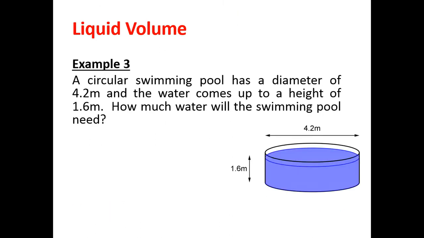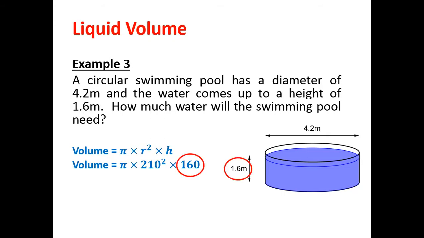Right, example 3. A circular swimming pool has a diameter of 4.2 metres and the water comes up to a height of 1.6 metres. How much water will the swimming pool need? Well, we're going to work out the volume of the swimming pool. It's a circular prism, so we're going to go pi times radius squared times height. Well, these are the numbers we're going to substitute in. The 1.6 metres, we're timesing that by 100 to get 160 centimetres.